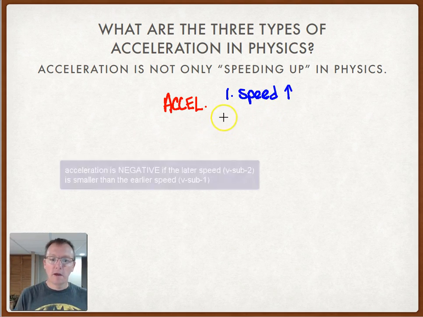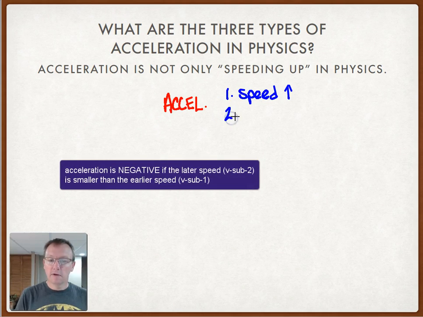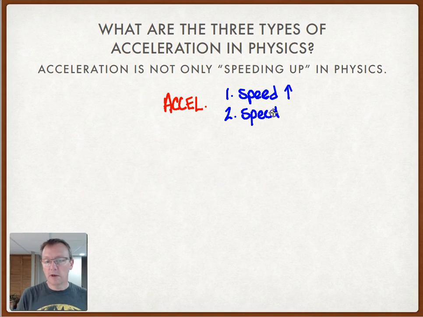The second is the speed is going down. Why is that okay to say? Because remember the formula. The formula just says the change in speed. It doesn't say anything about which way the speed is changing. It talks about just the fact that the speed is changing.